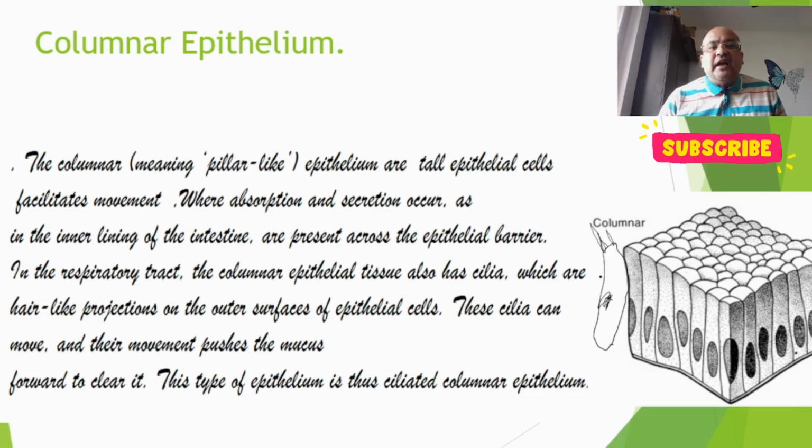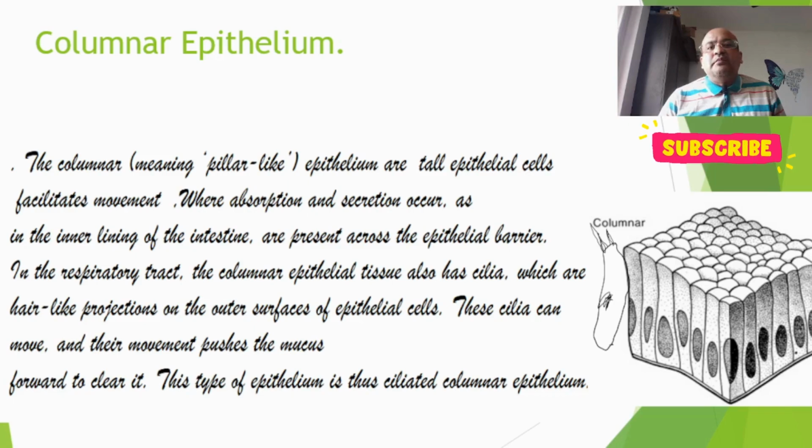What is the use of that? On the outer surface of these epithelial cells, cilia are present. These cilia can move, and this movement pushes the mucus forward to clear it. So whatever mucus is formed in the respiratory tract is cleared by the movement of cilia. This type of epithelium is therefore called ciliated columnar epithelium.